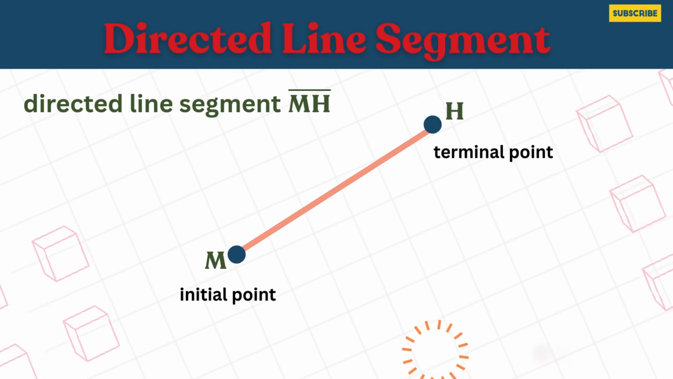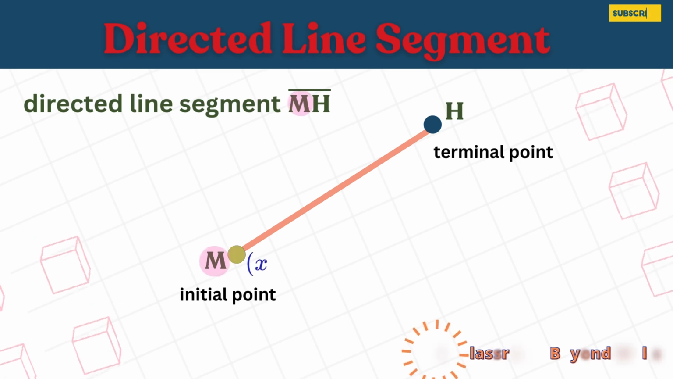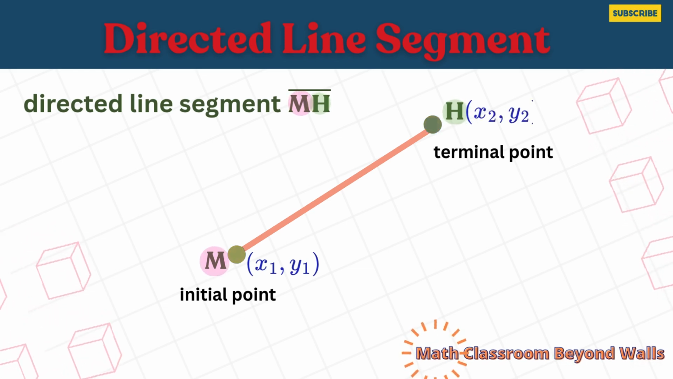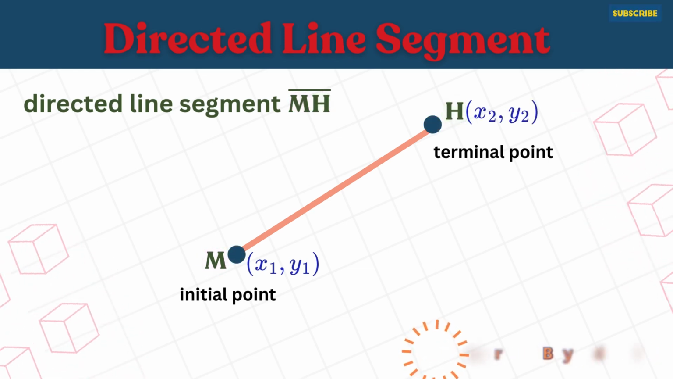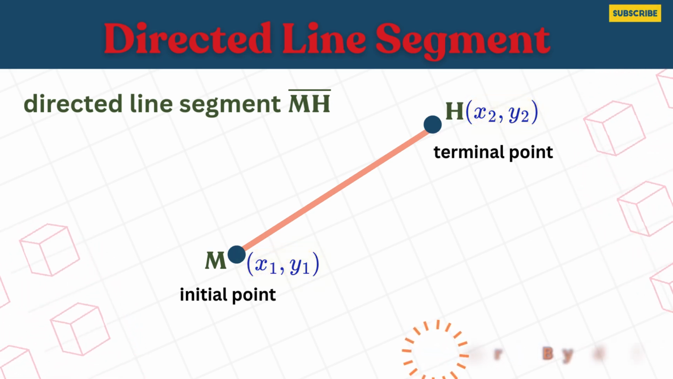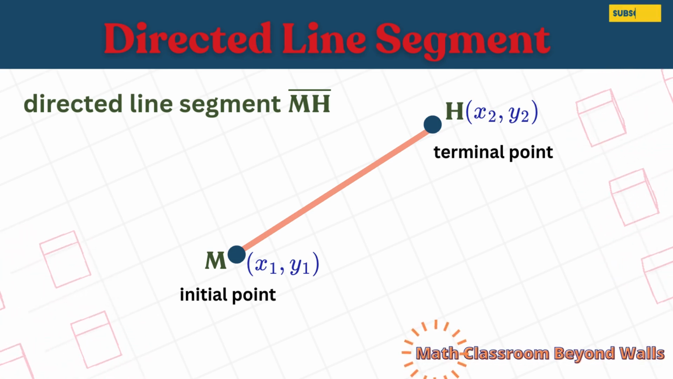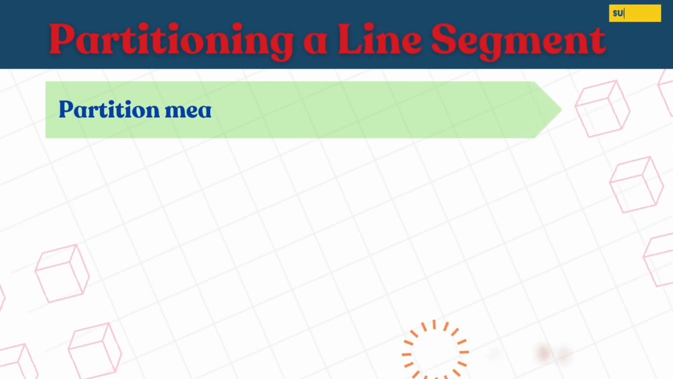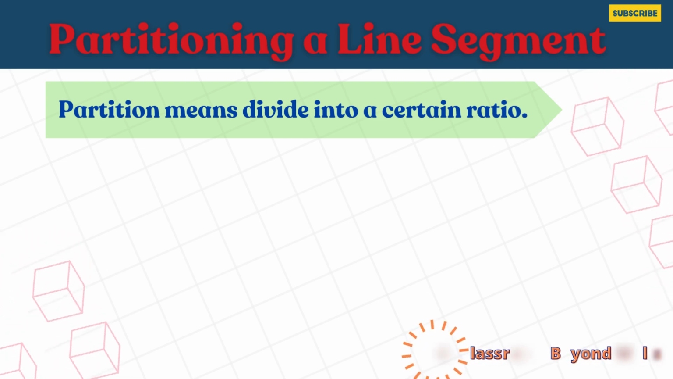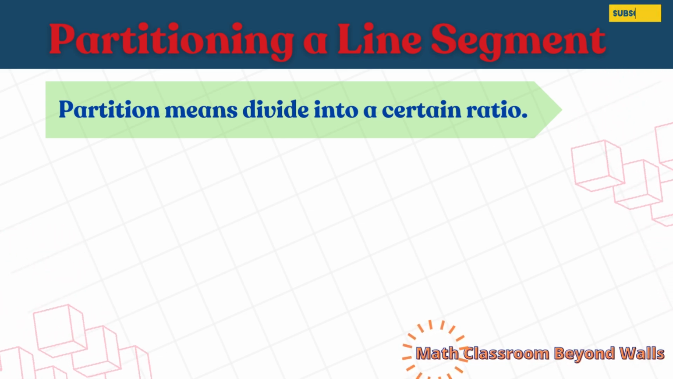The convention is to name the X and Y coordinates of the initial point as X1, Y1 and the terminal point as X2, Y2. Thus, line segment MH will have these for its coordinates. Now that we know what a directed line segment is, let us go into partitioning a line segment. The word partition means divide into a certain ratio. To do this, we have to look for a partition point that will exactly divide the directed line segment with a given ratio on the coordinate plane.